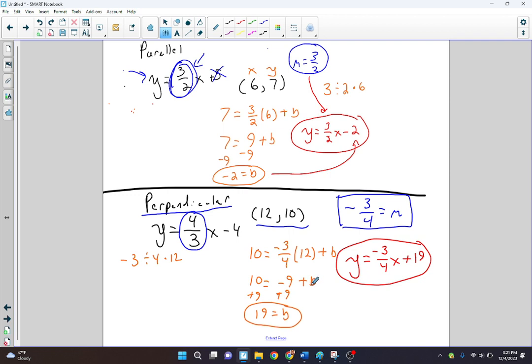No, I actually get it. Cool. Perpendicular, just remember: parallel is the same, so nothing to think about. But perpendicular, you've got to flip and switch. Same thing for the parallel: you keep the same. So it's just 3 over 2. Well, this one, you had to flip and switch.